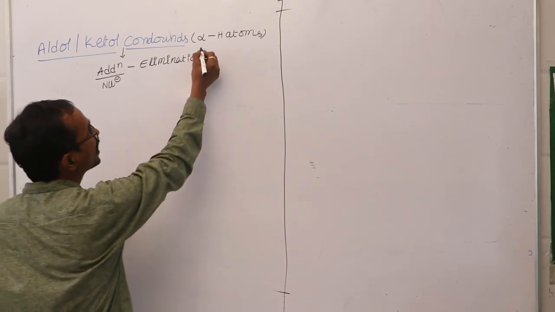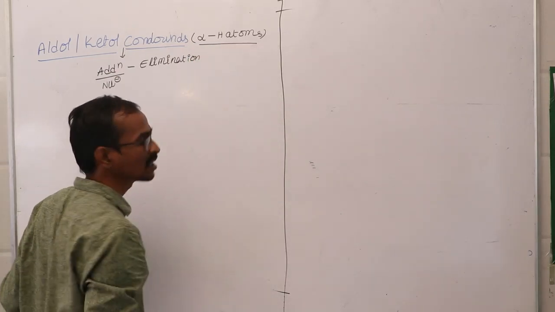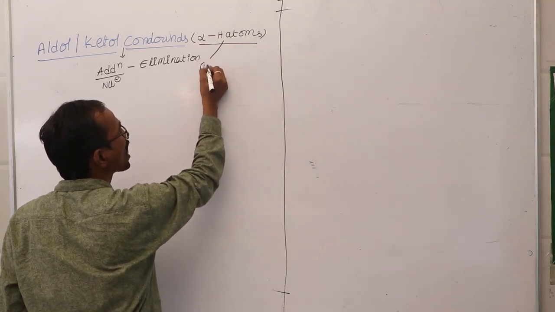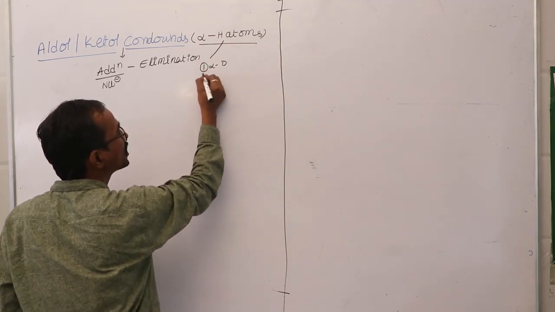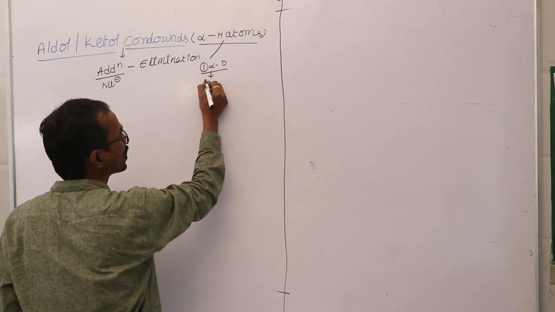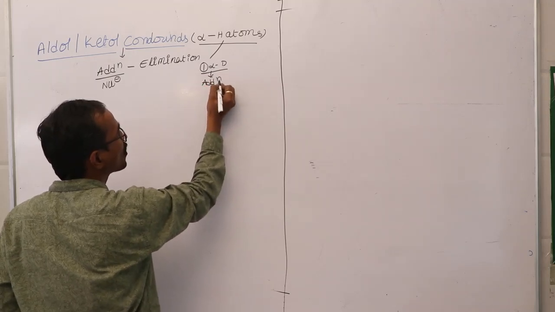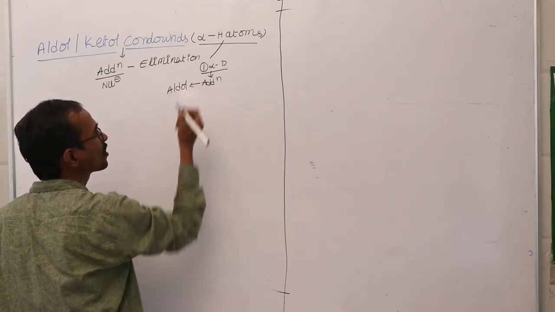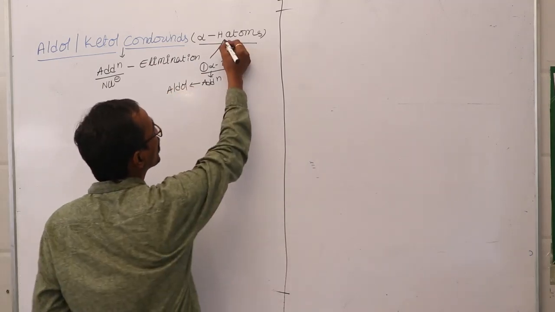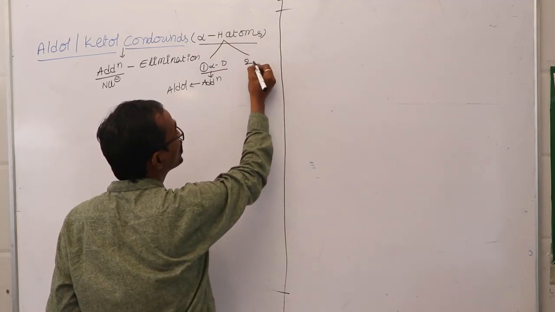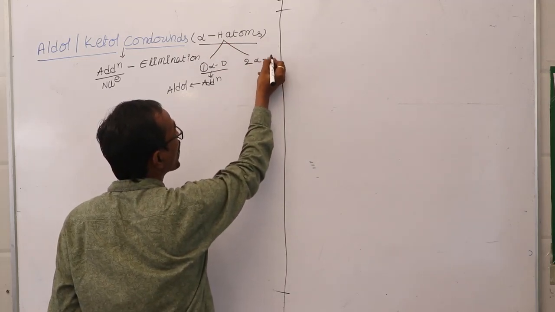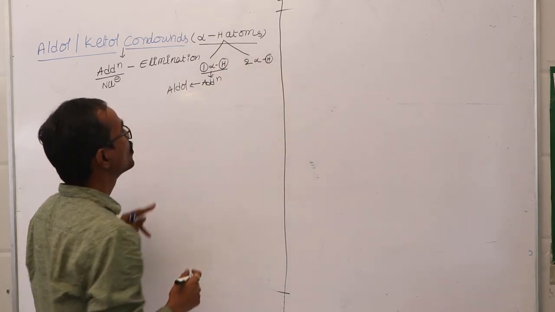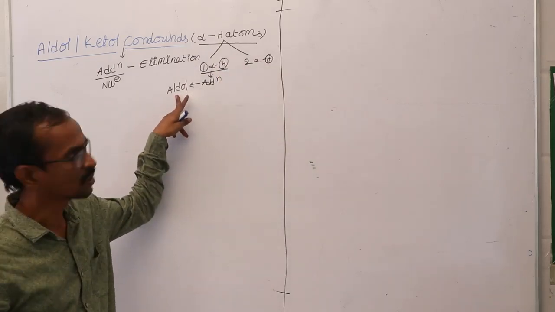And regarding these alpha hydrogen atoms, if we observe, the compounds which have only one alpha hydrogen atom will show the addition part. That means they are involved in the formation of aldol, right? And the compounds which have at least one alpha hydrogen atom will form either aldol or ketone.